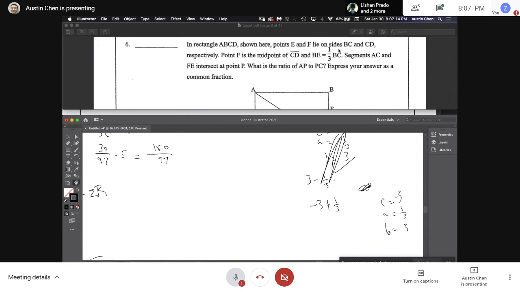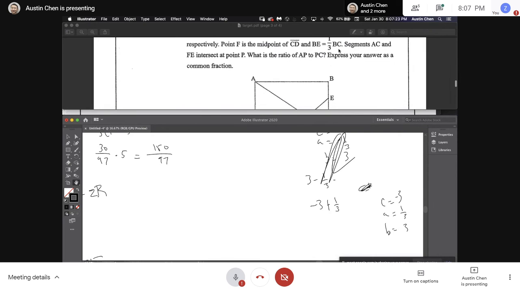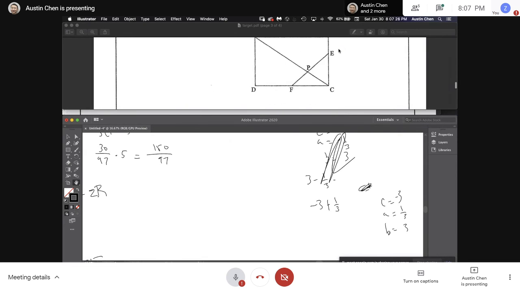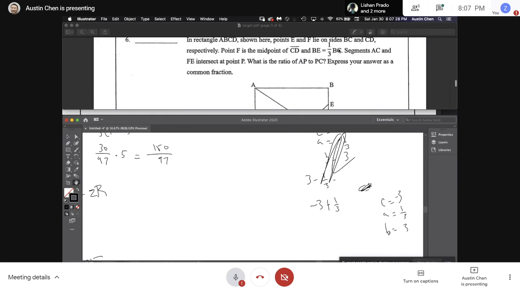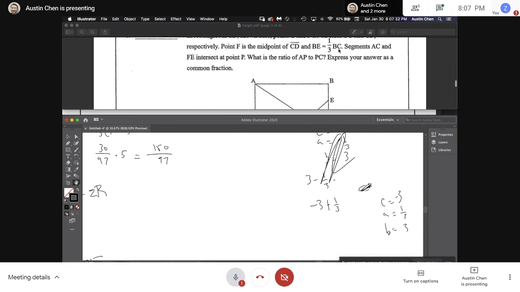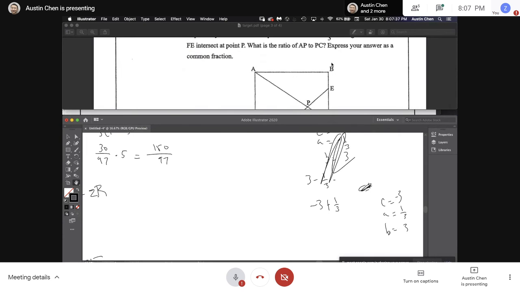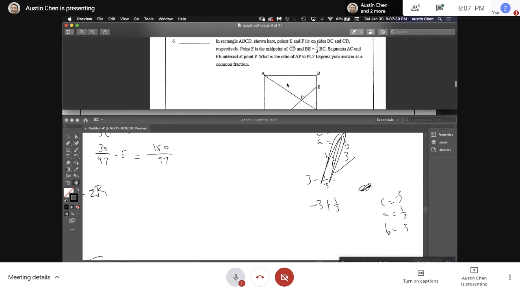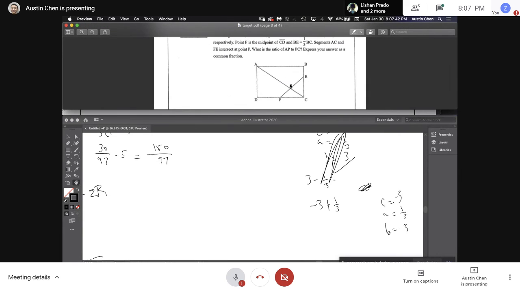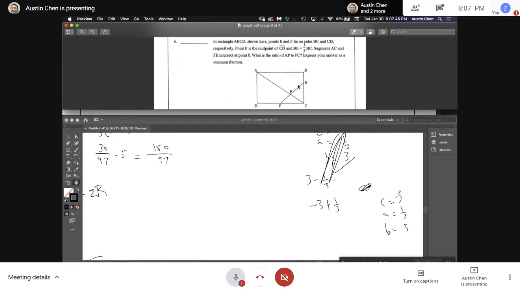In rectangle ABCD shown here, points E and F lie on sides BC and CD respectively. Point F is the midpoint of CD, and BE equals 1/3 of BC. Segments AC and FE intersect at point P. What is the ratio of AP to BC? Express your answer as a common fraction.